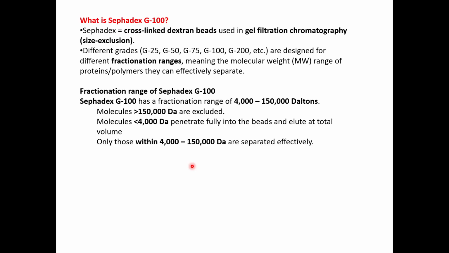You can only know that they are less than 4,000. And the same way, if it is above 1,50,000, you can just know they are above 1,50,000. You cannot know whether they are 1,70,000 or 1,80,000 or 2 lakhs. Everything will be eluted out first. Everything above 1,50,000 will be eluted out together in the beginning itself. So if you want proper separation, you will choose proteins for G100 in between 4,000 and 1,50,000, where they can be effectively separated and resolved.